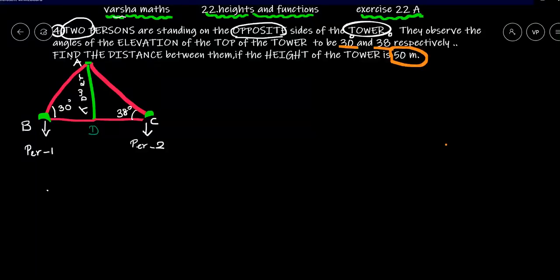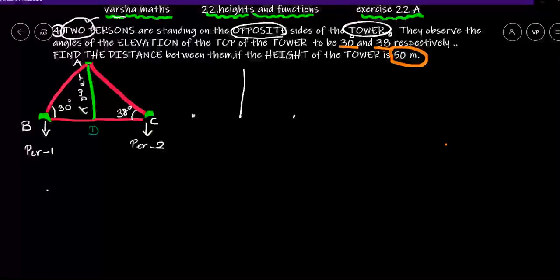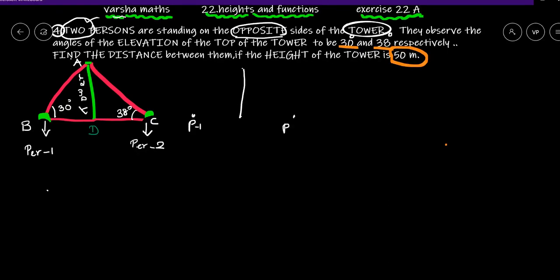Two persons are standing on opposite sides of the tower. So that is the tower, and the two persons are on opposite sides. This is the first line, we can draw the figure. So this is the tower, and this is person 1 and this is person 2.